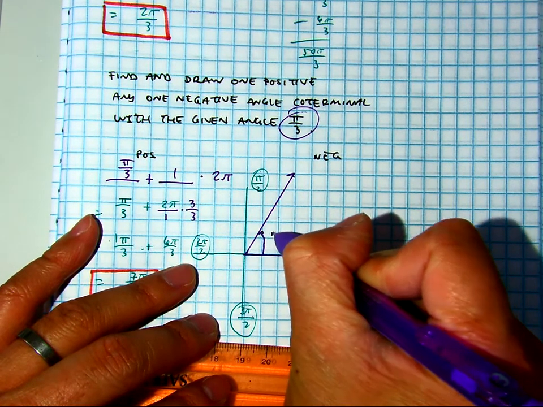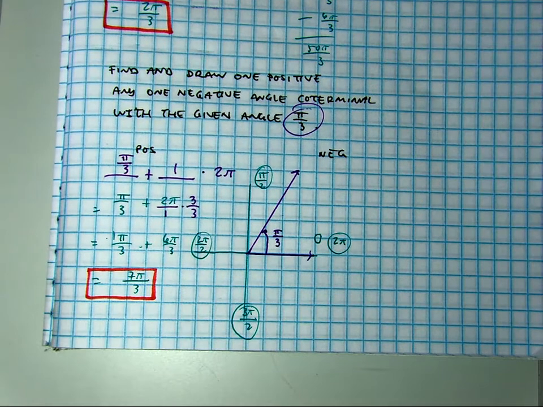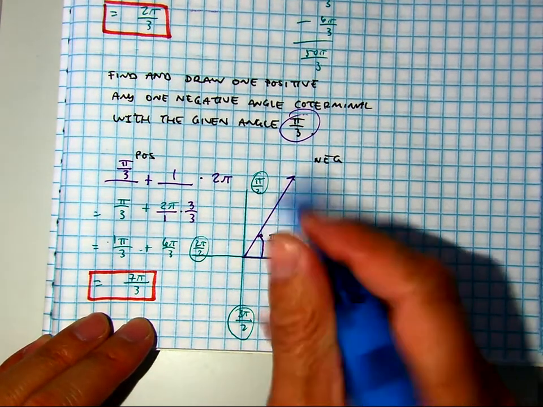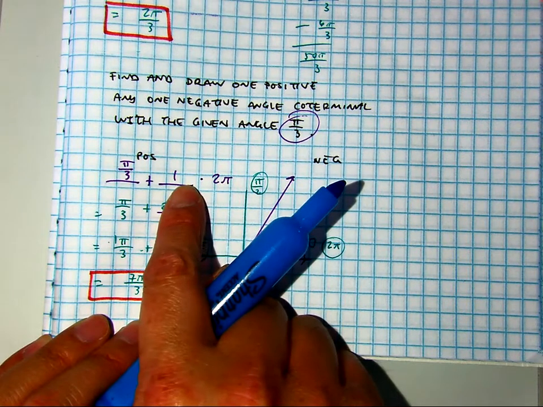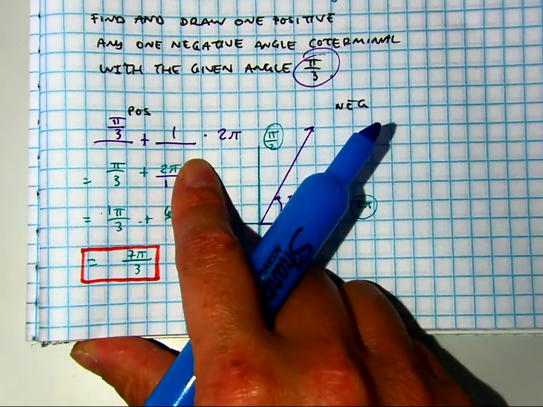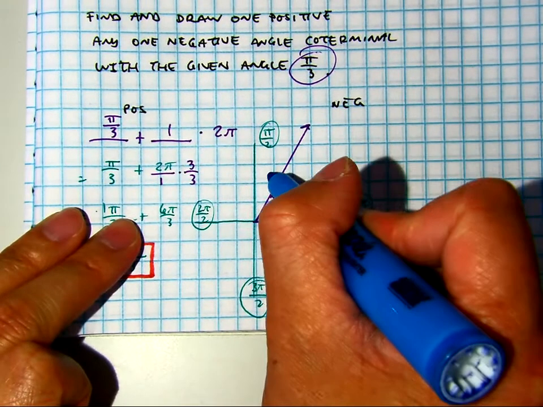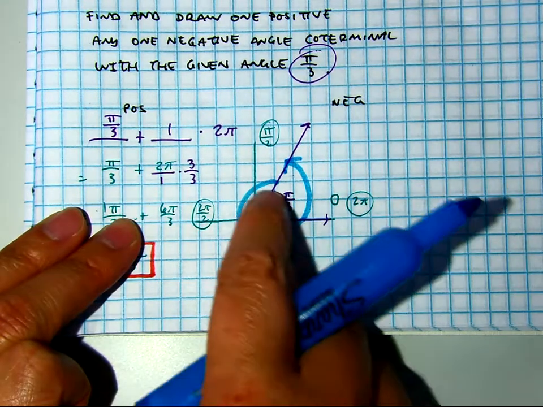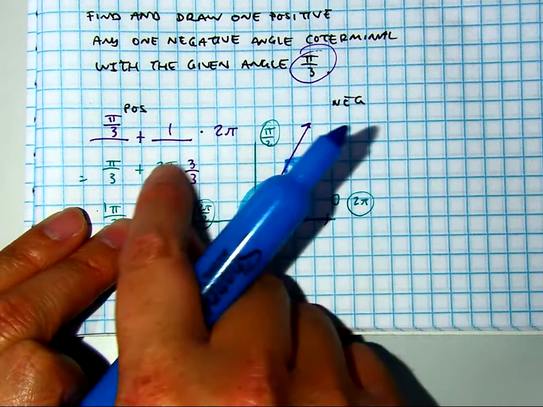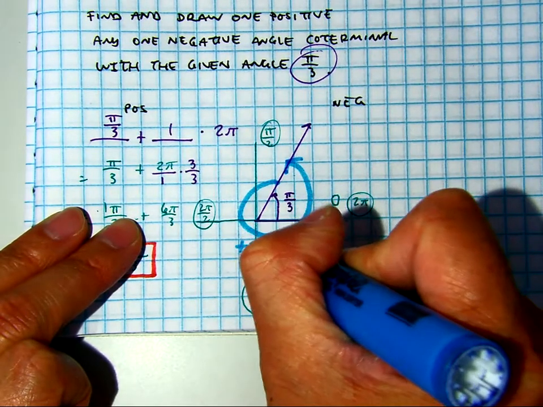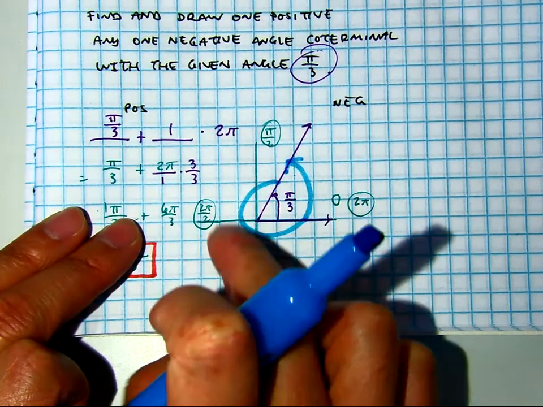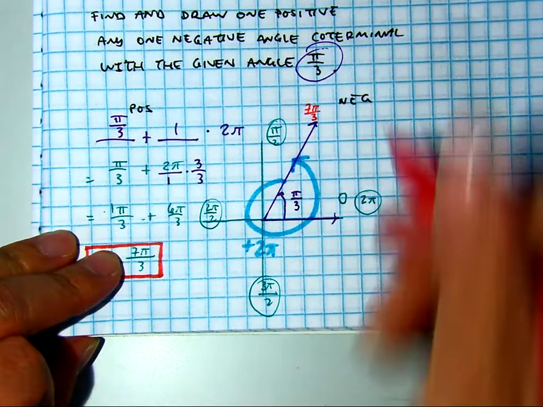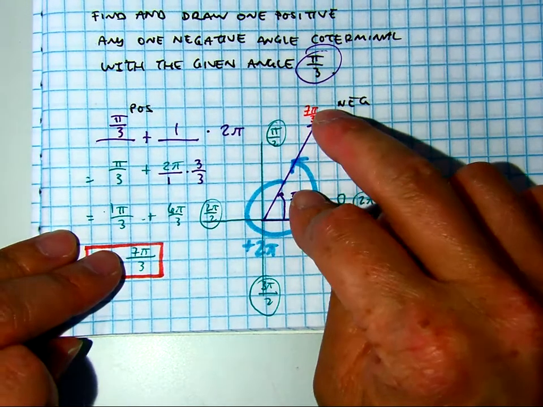Okay, so if I start at this ray and I do a full rotation, class, did we do a positive or negative? Positive. So which direction is that? In this case, we are adding a full rotation. Our full rotation is 2 pi. So if I add pi over 3 plus 2 pi, we end up in the same position. That position is 7 pi over 3. So the big idea, pi over 3 and 7 pi over 3 are coterminal angles. 7 pi over 3 is a positive coterminal angle. Let's do the negative.